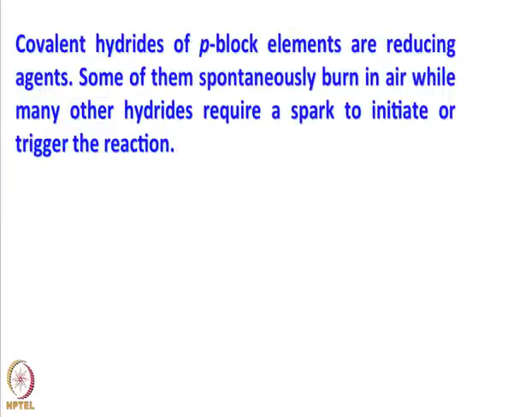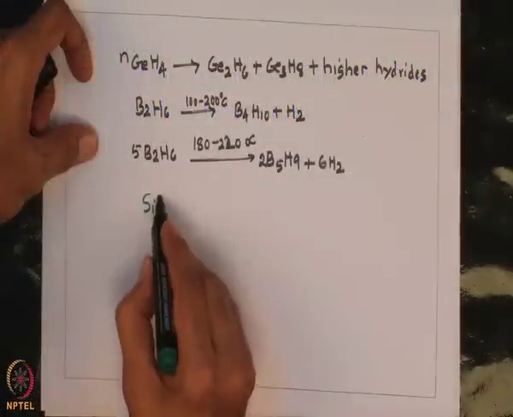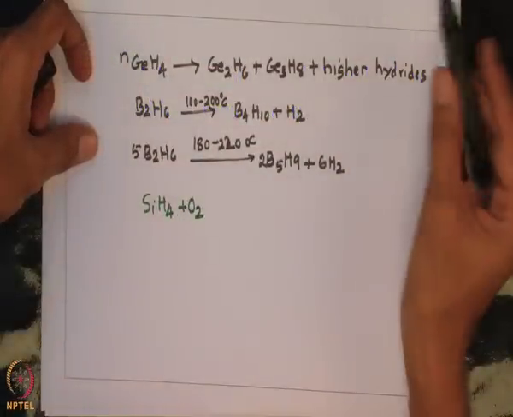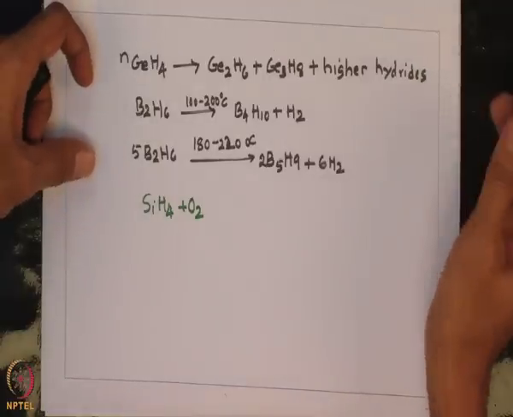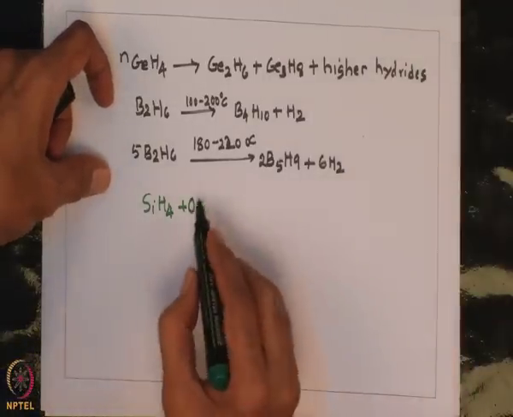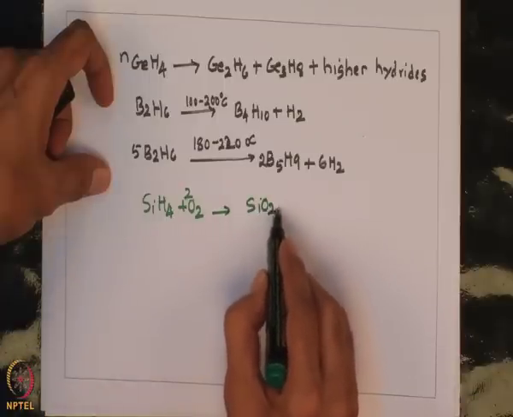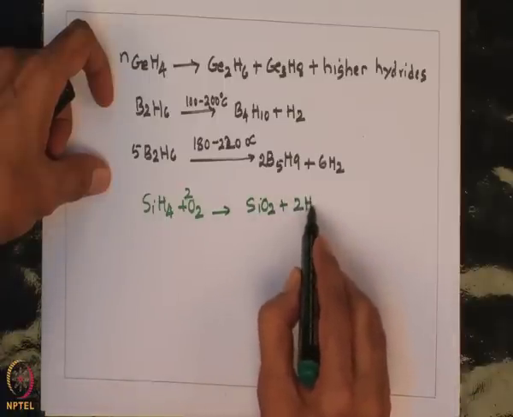Okay. So, covalent hydrides of p block elements are reducing agents. Some of them spontaneously burn in air, while many other hydrides require a spark to initiate or trigger the reaction. For example, we shall look into the reaction of SiH4 with oxygen. So, SiH4, when treated with oxygen, readily forms SiO2 with the formation of two equivalents of water.